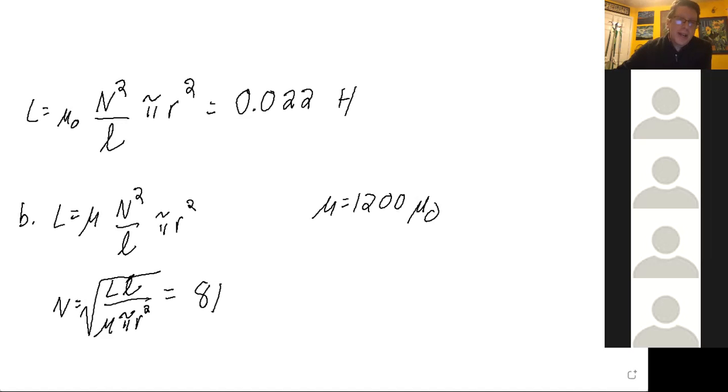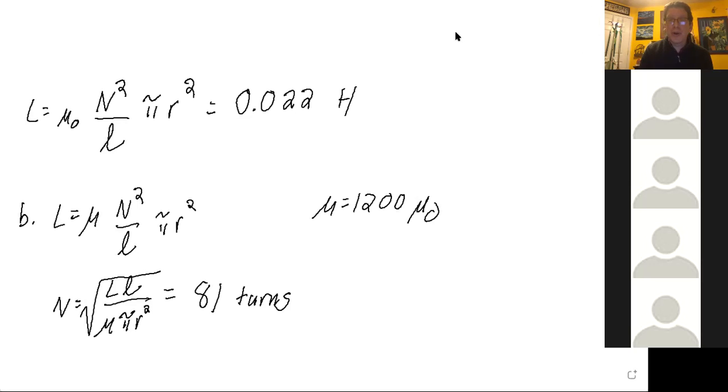Right. So again, plugging the numbers in. You're using this value of mu, and then this is the inductance, the length L, and R squared, which are the same values that you used up here. And so you get 81 turns. So it took 2,800 turns without the iron to produce that inductance. But with the iron inside, it only takes 81 turns of wire to get the same inductance. So any questions on that particular problem?